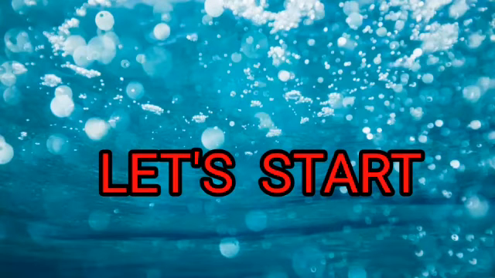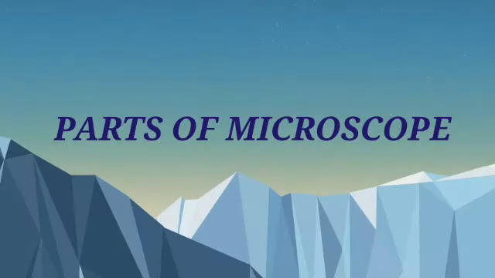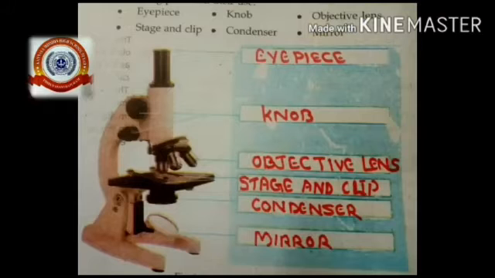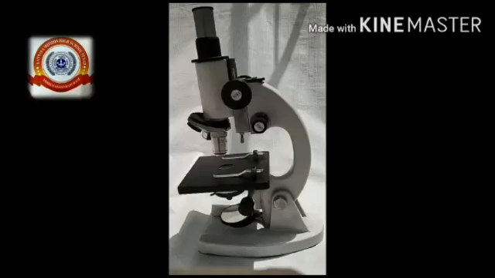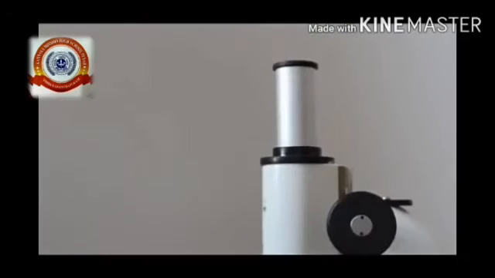Okay children, let's start our first biology class. This is the picture of a compound microscope. It's from your textbook. Let's study about parts of the microscope. A compound microscope has 6 major parts: eyepiece, knob, objective lens, stage and clip, condenser and mirror. A microscope in which more than one lens is used is called a compound microscope. The function of a microscope is to magnify objects. Let's look into parts of the microscope and their uses.